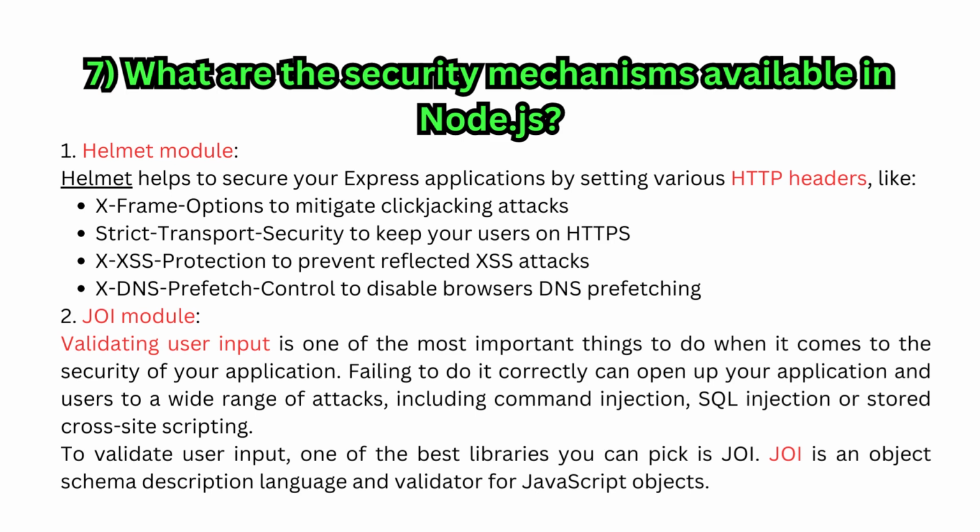2. Joi module. Validating user input is one of the most important things to do when it comes to the security of your application. Failing to do it correctly can open up your application and users to a wide range of attacks, including command injection, SQL injection, or stored cross-site scripting. To validate user input, one of the best libraries you can pick is Joi. Joi is an object schema description language and validator for JavaScript objects.